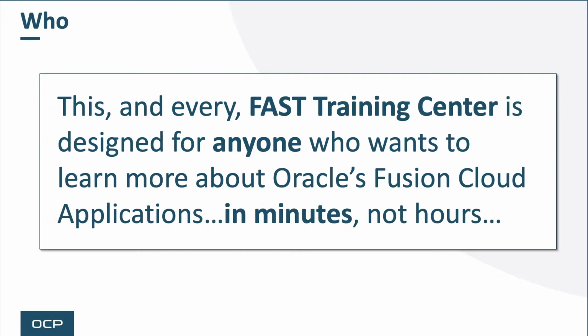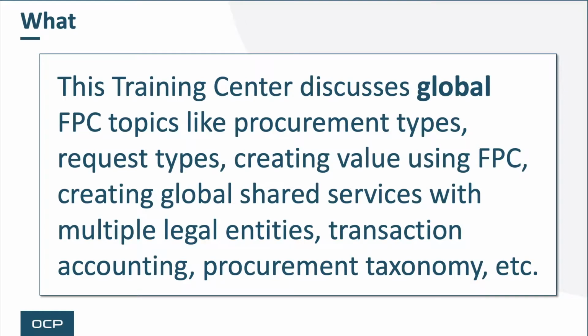This and every FAST training center is designed for anyone who wants to learn more about Oracle's Fusion Cloud applications in minutes, not hours. This training center discusses global FPC, or Fusion Procurement Cloud, topics like procurement types, request types, creating value using FPC, creating a global shared service with a multiple legal entities type of setup, transaction accounting, procurement taxonomy, etc.